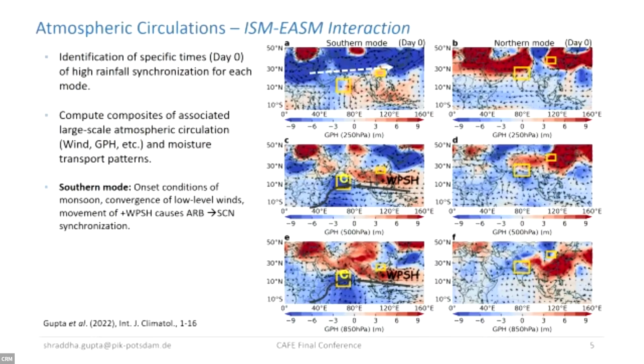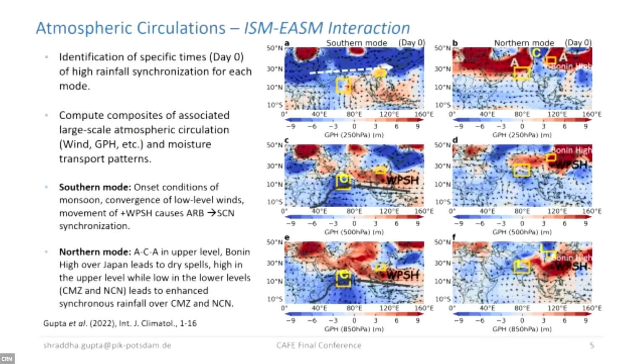For the northern mode, you see that in the upper level of the troposphere, there is this anticyclonic, cyclonic, and anticyclonic pattern, which is very favorable for strong Indian monsoon. And then you also see the high over Japan and parts of North China, which is the Bonin High, which is a deep vertical structure stretching throughout the troposphere. In the middle and the lower levels, you see the Western Pacific subtropical high, which has now moved northwards and is part of the Bonin High.